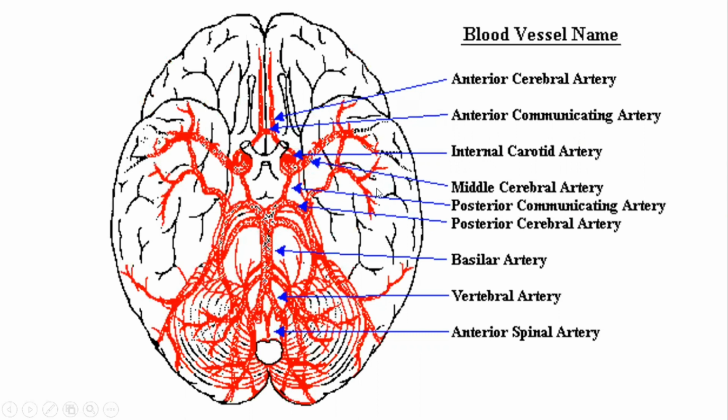So this is an inferior view of the brain, and you can see some arteries over here, some blood supply. But we're going to look at it from the beginning, from the heart, from the aorta, and how the arteries are coming from there and where the circle of Willis is made.